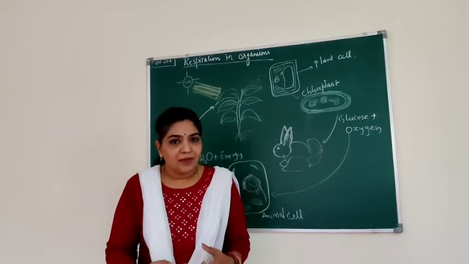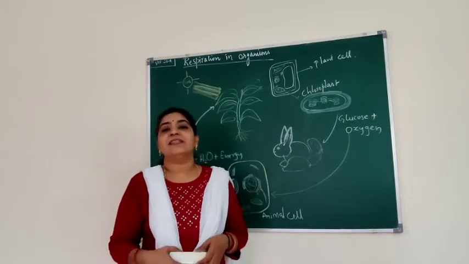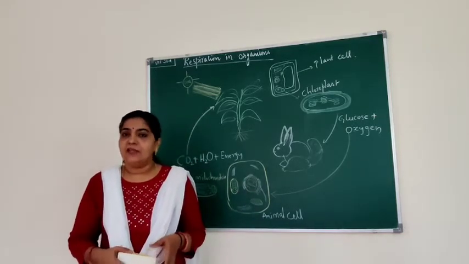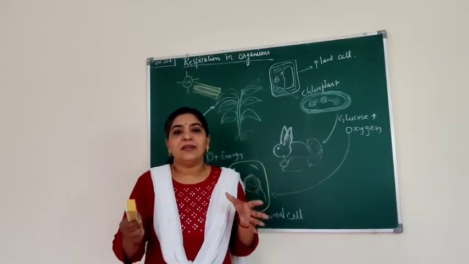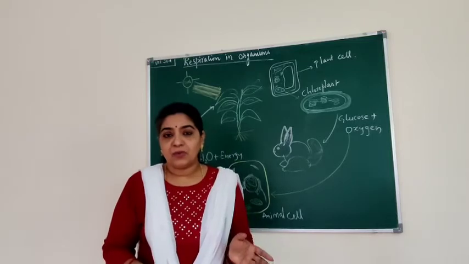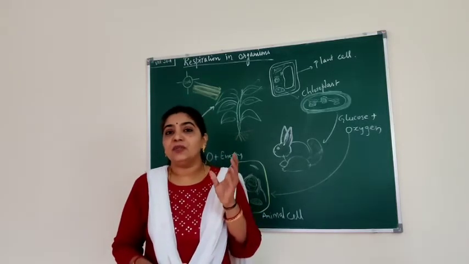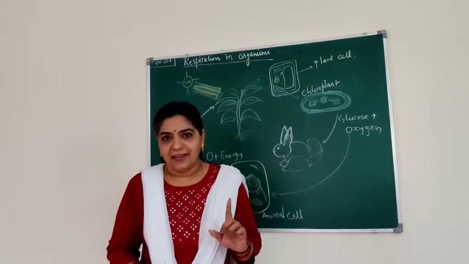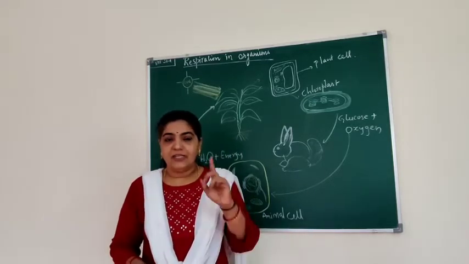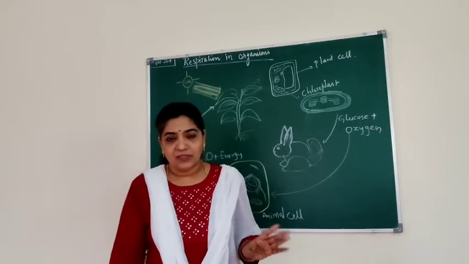And who prepares food for the entire organism? Yes, of course, it is the green plants. So what do green plants do? Green plants trap solar energy, and convert solar energy into chemical energy, that is actually photosynthesis.